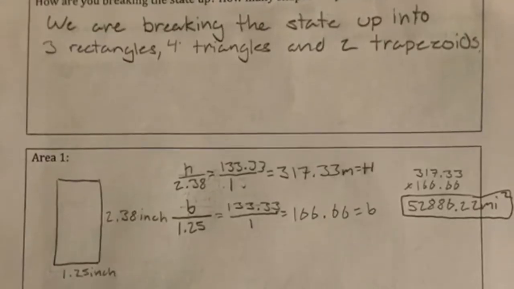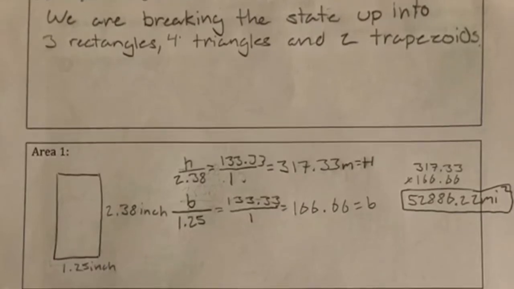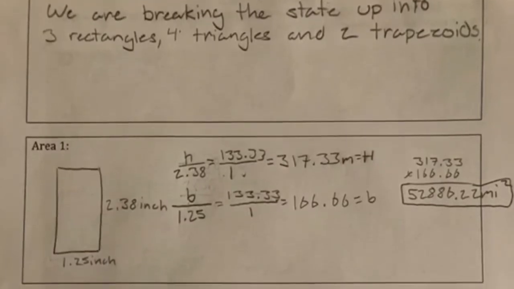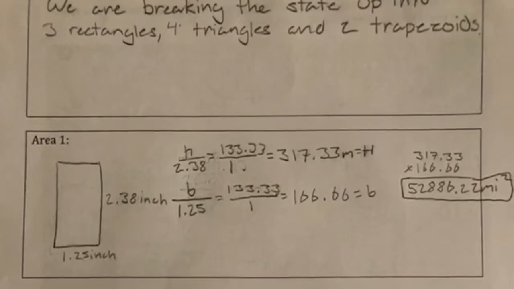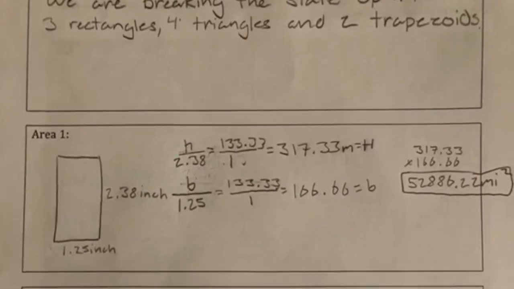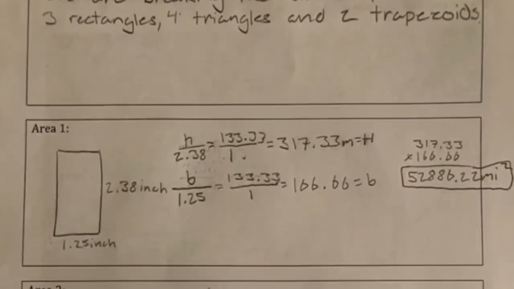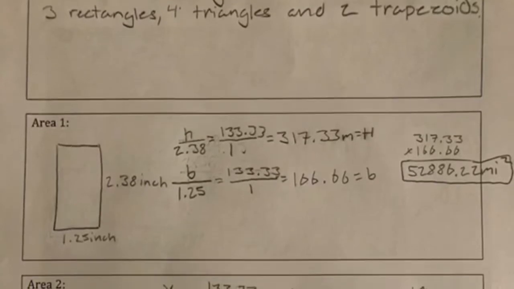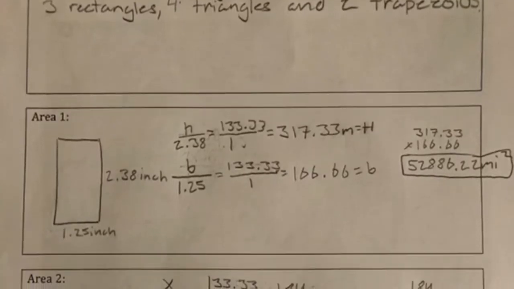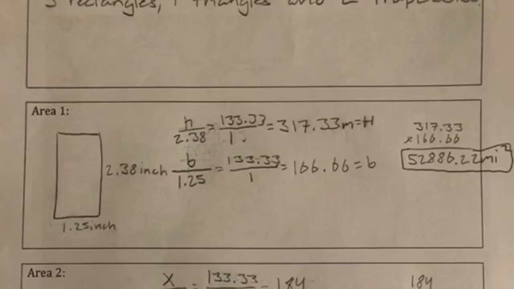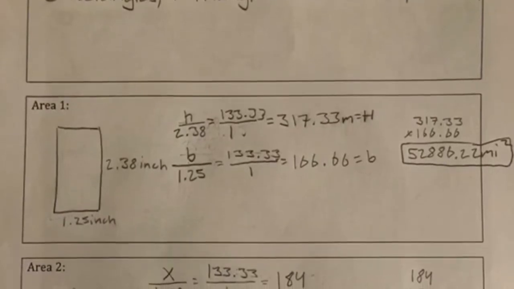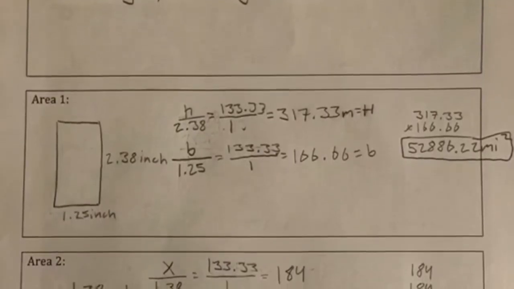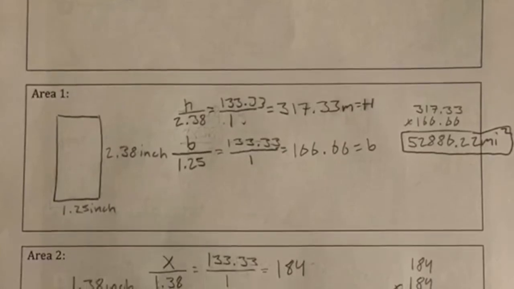To find the area of area 1, you first had to measure the height and base of the rectangle. Using the height and base, you get two equations. H over 2.38 equals 133.33 over 1. Cross multiplying, that gives you 317.33 meters is the height.